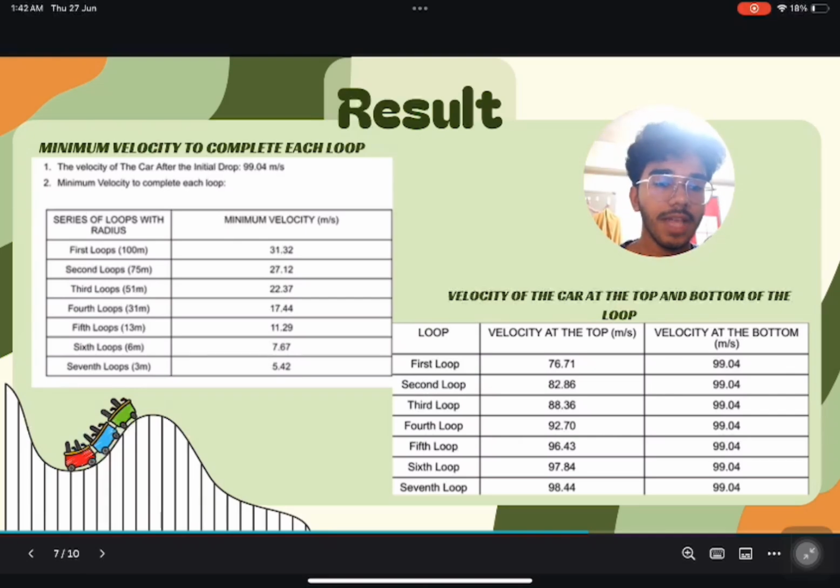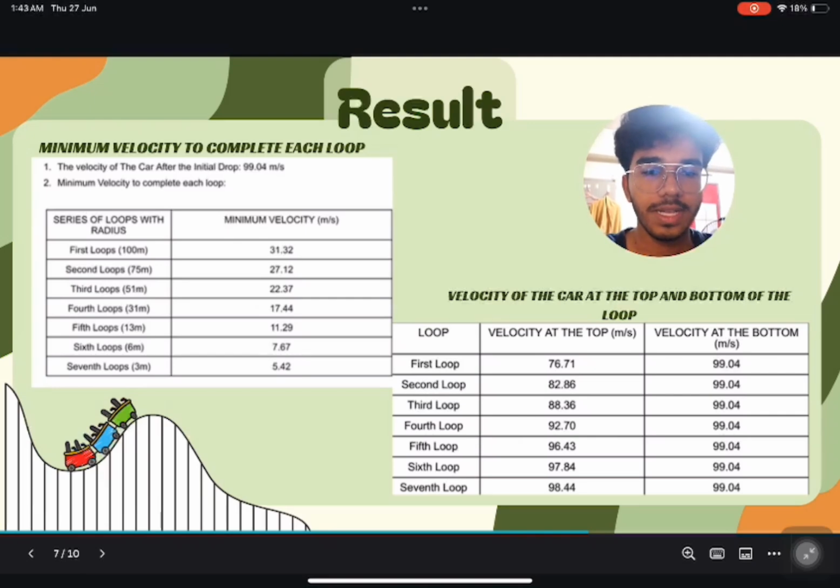For instance, at the top of the first loop with a 100 meter radius, the minimum velocity at the top is approximately 76.71 meters per second, and after exiting, it was around 99.04 meters per second. It goes back to 99.04 meters per second every time as we assume there are no energy losses.